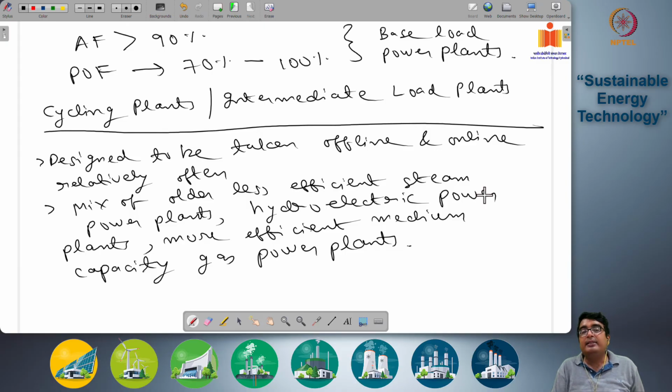Then hydroelectric power plants, which can be turned off and on very quickly without a significant hit in their efficiency, also cater to this cycling power plant or intermediate load power plant section. Then you have more efficient natural gas power plants, which can also be turned off and on relatively quickly compared to, say, coal and nuclear power plants. These are also part of the cyclic plant or intermediate load plant population.